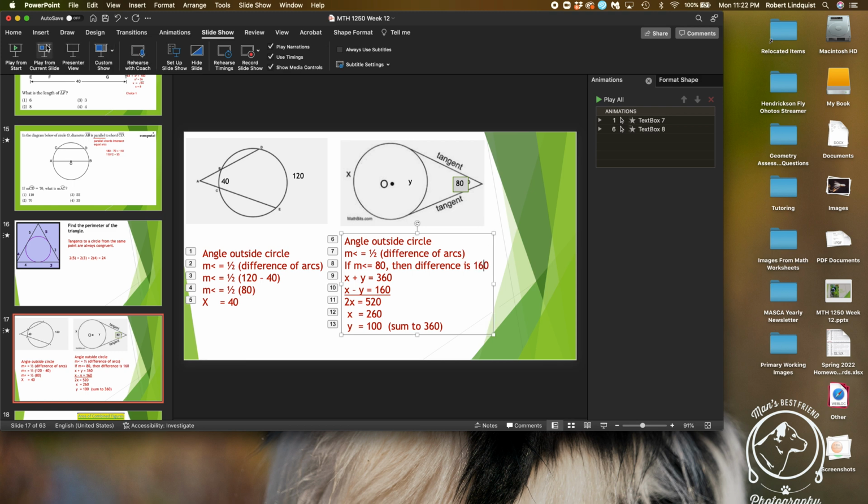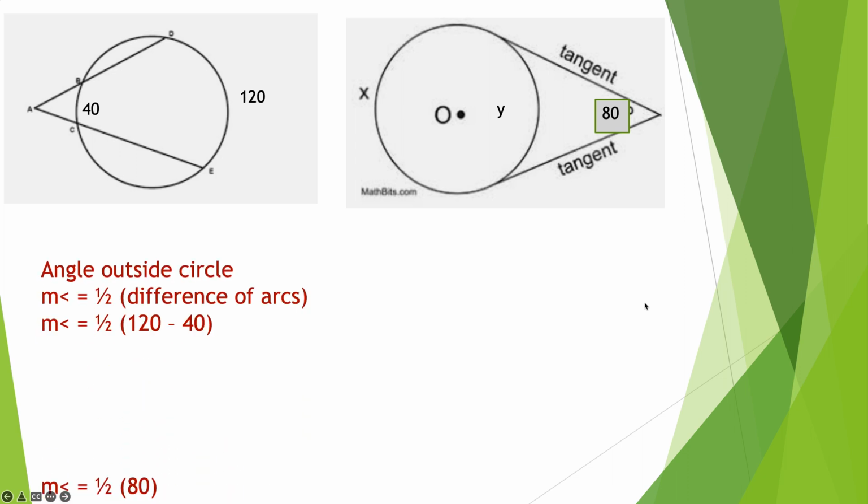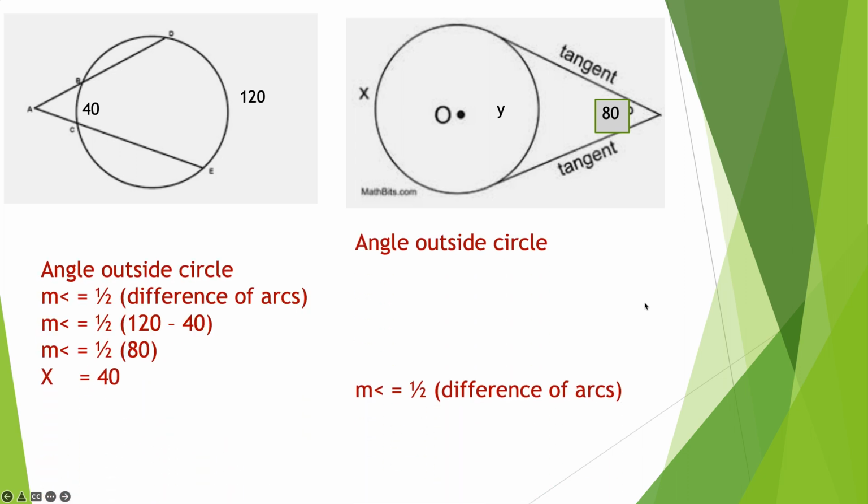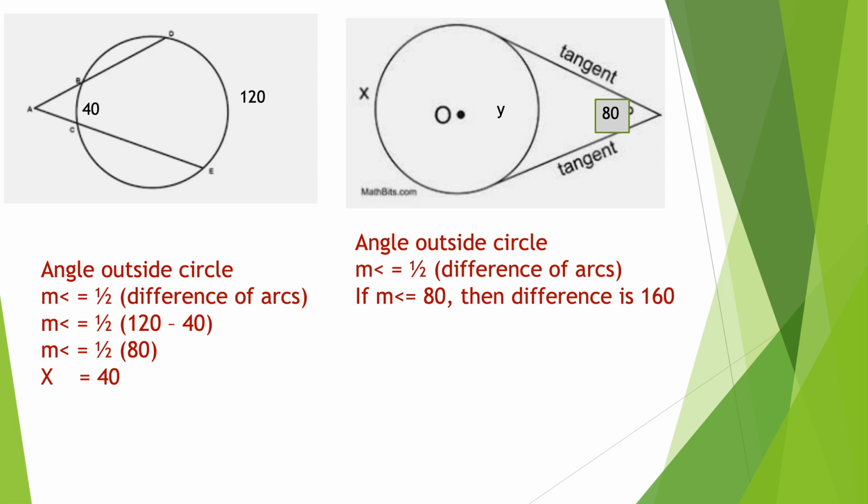And as I seem to do, I did put this correctly below, but I did not put it correctly here. All right, let's go back to play. I did have this problem solved correctly for the record. All right, so here we go. Ready? Since this angle on the outside is 80, the difference has to be 160.